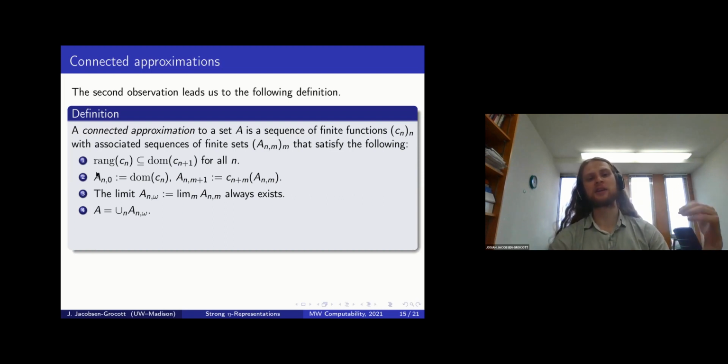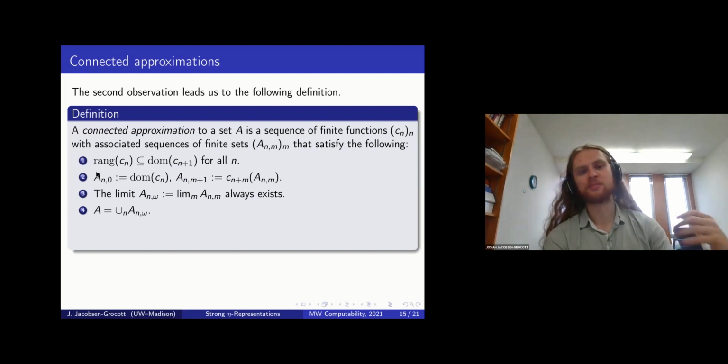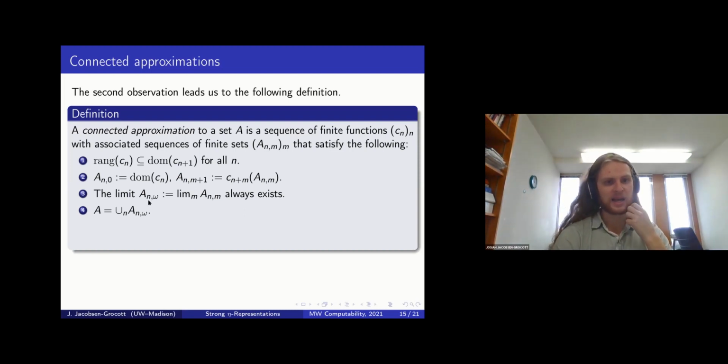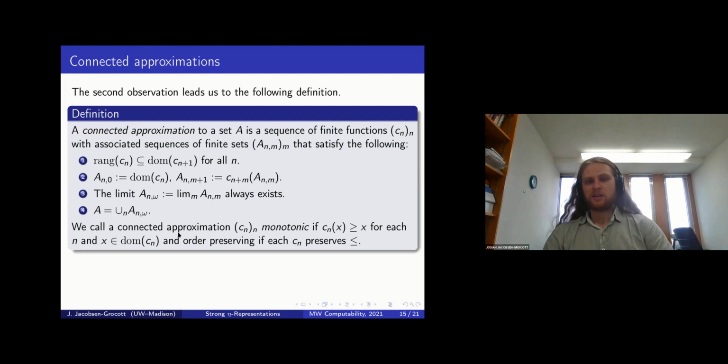So we basically take An0 and keep applying Cn, Cn plus 1, Cn plus 2, and so on. And for the sequence of sets, we want it to have a limit. An omega should always exist. And then to represent a connected approximation of A, A is just the union of all of these An omegas. So some special types of connected approximations are as follows. We call a connected approximation monotonic if Cn of x is always greater than or equal to x. And we call it order preserving if Cn preserves less than or equal to.